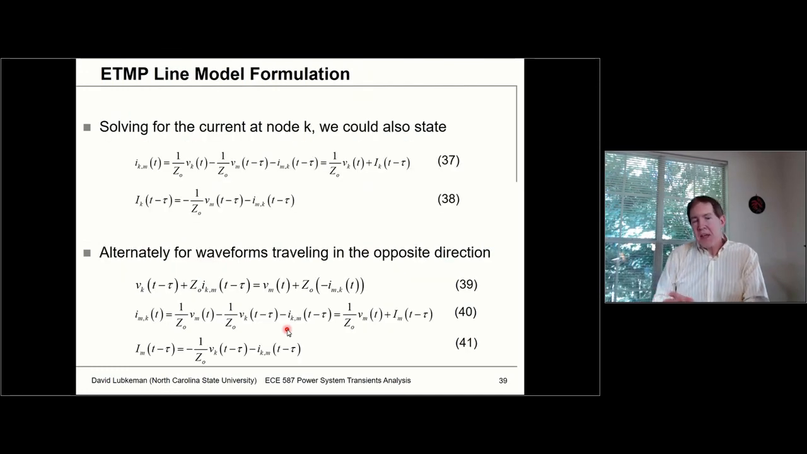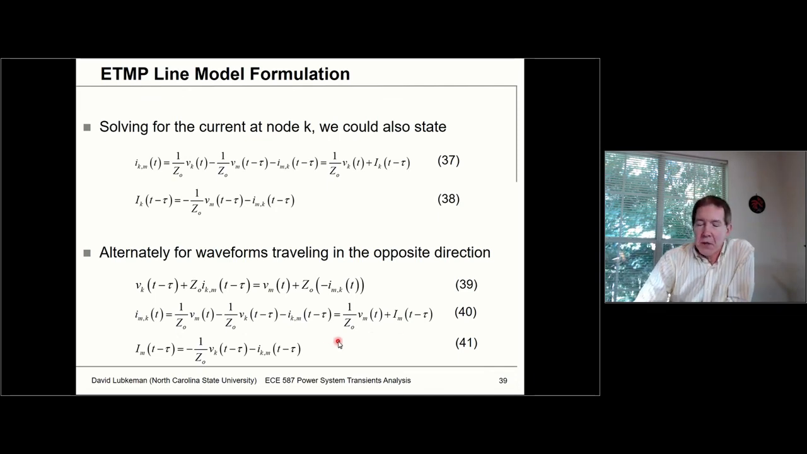If you manipulate these terms, you could write the current on the K side in terms of a voltage on the K side divided by a surge impedance plus a history term IK, which is a function of what's going on inside M. Similarly, you could write an expression for what's going on the M side in terms of the characteristic impedance and voltage plus a history term IM, which is given by 41.